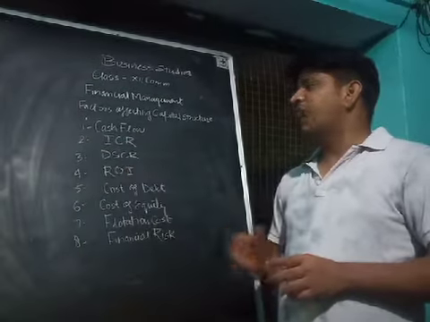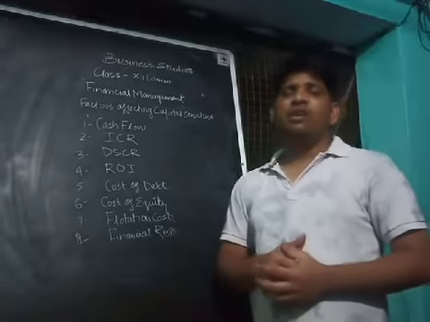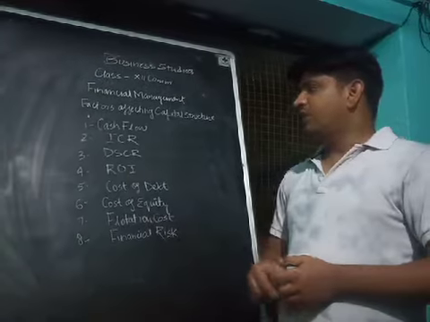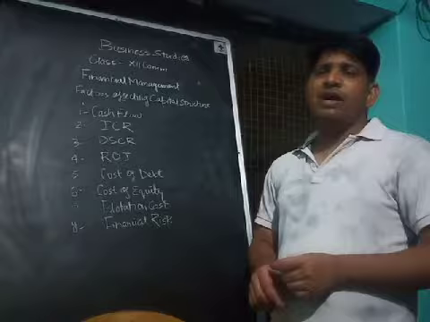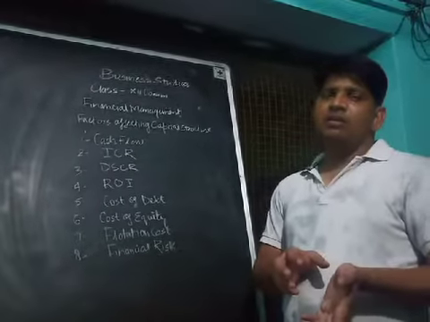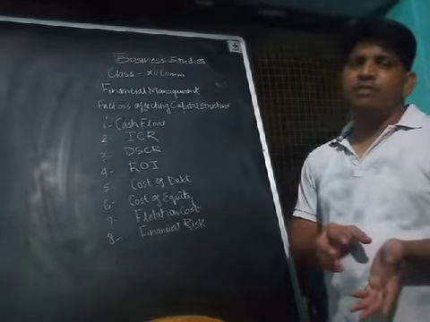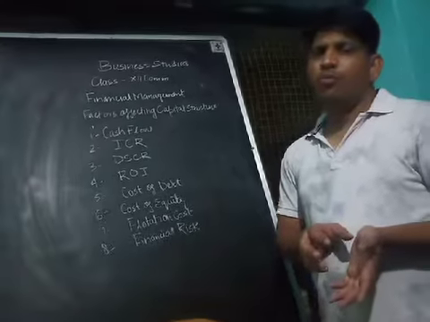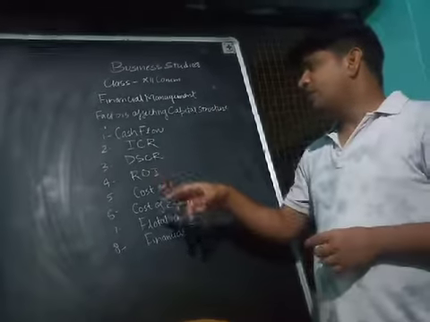The next one is ROI, that is called return on investment. Return on investment also helps the management to identify whether the company is able to employ more equity, or whether the company is able to employ more debt in the capital structure before starting it.